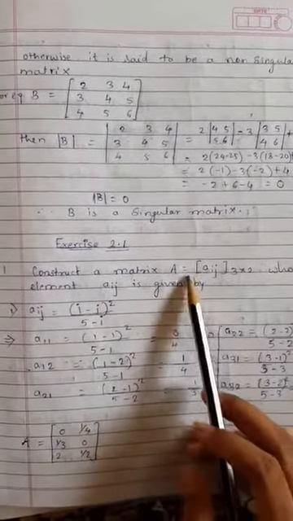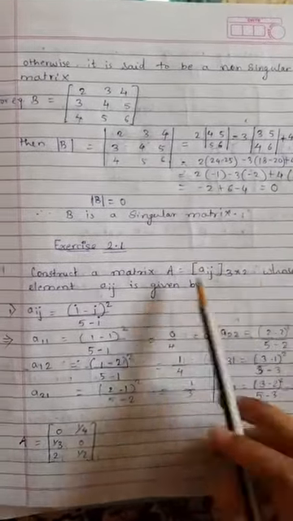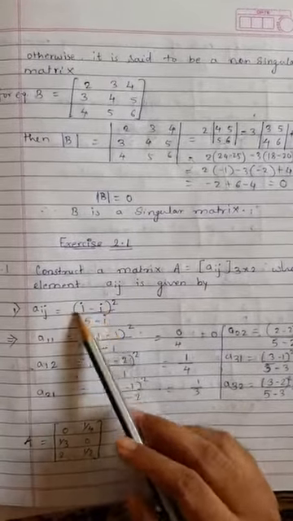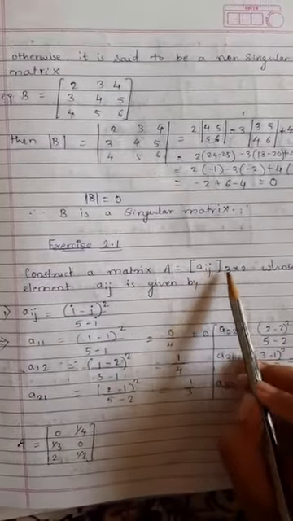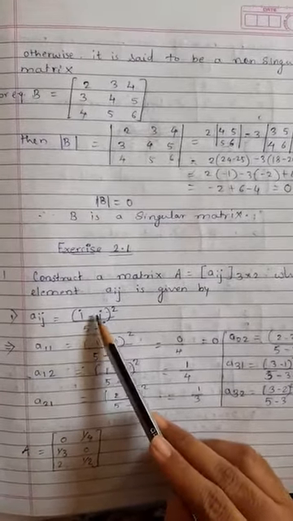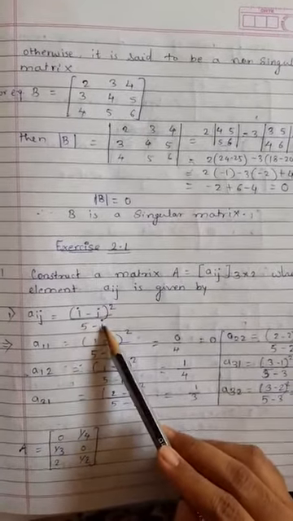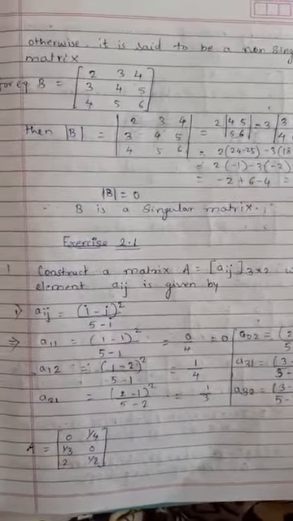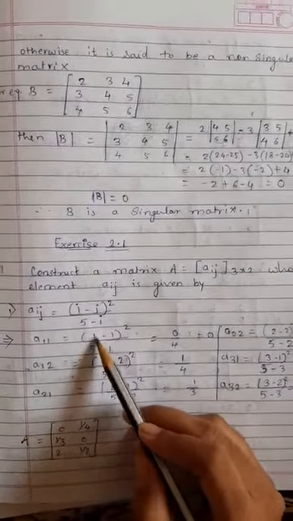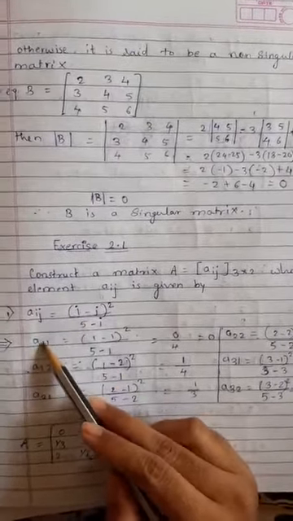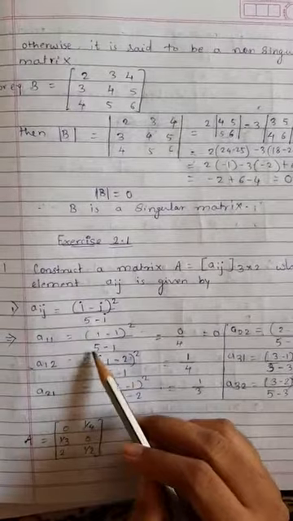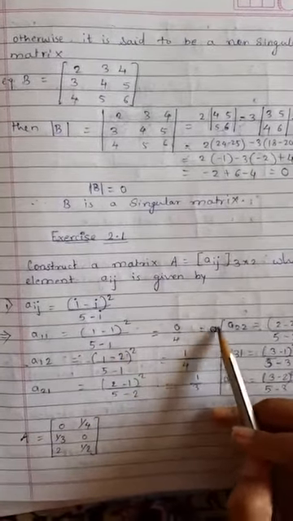Construct a matrix A is equal to [Aij] 3 by 2 whose elements Aij are given by. We have to construct a matrix of order 3 by 2. So what is given? Aij is equal to (i minus j) whole square upon 5 minus i. So we will first calculate A11. I is 1 here and j is 1. So (1 minus 1) whole square upon 5 minus i, means 5 minus 1. 0 upon 4 is 0.